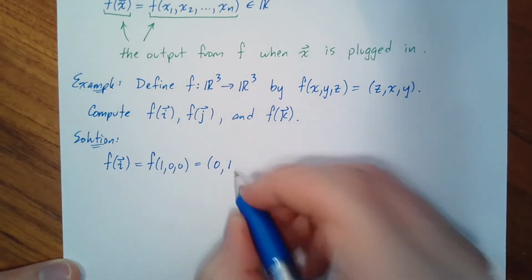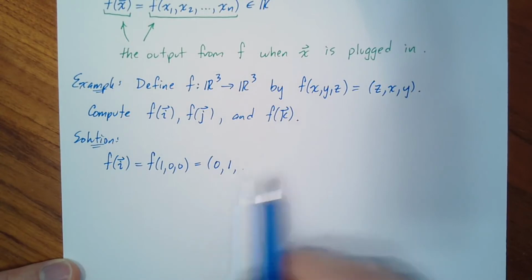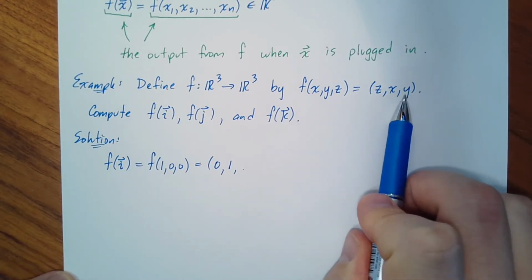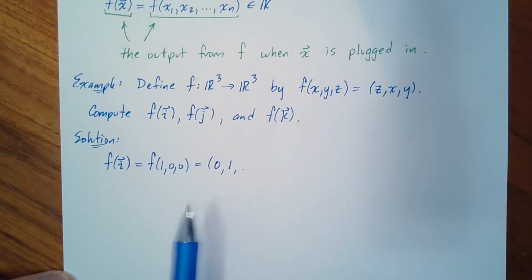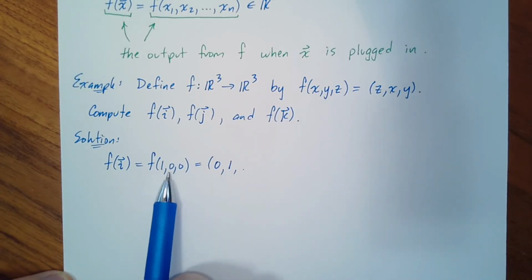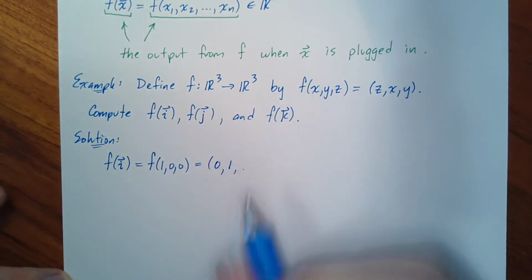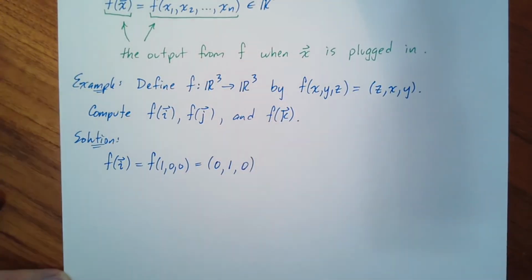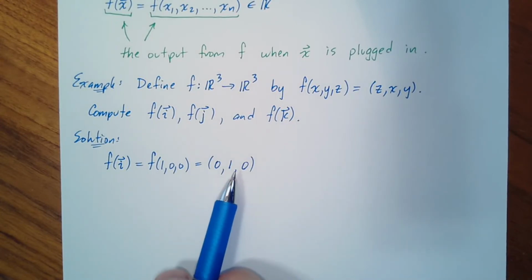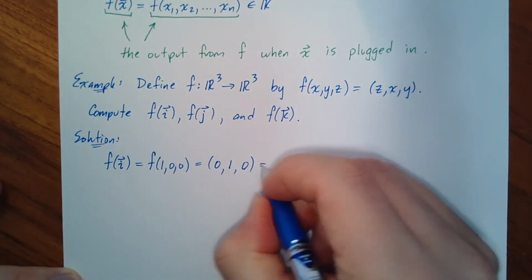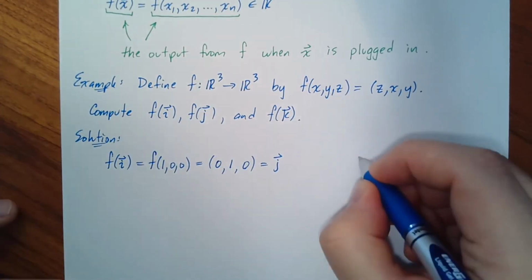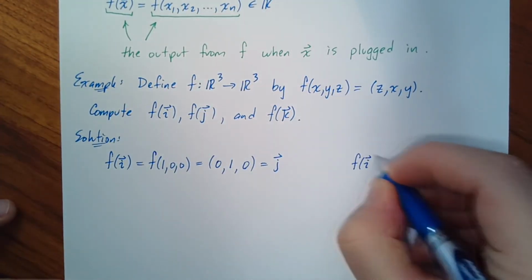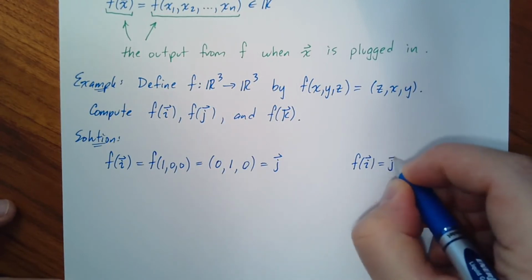And then lastly, for the third coordinate, just look up here and say, okay, what's y? Y is the second coordinate of the input vector. So that means whatever we put here is going to be the second coordinate of the input vector, which was a 0. So there we go. Okay, and that's actually the second standard basis vector of R3. That's equal to j. So that tells you that therefore f of i is equal to j.